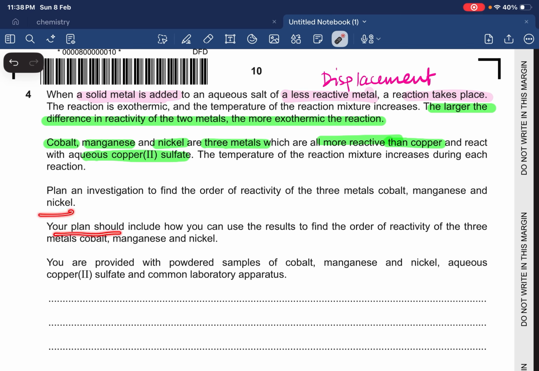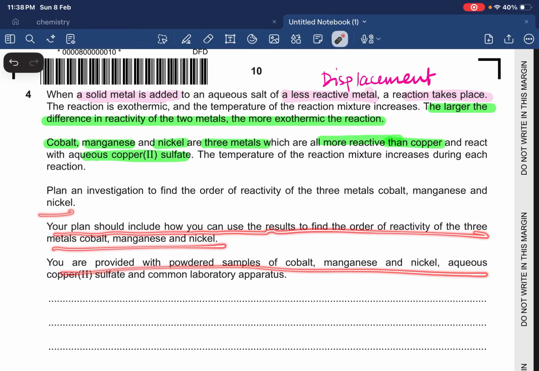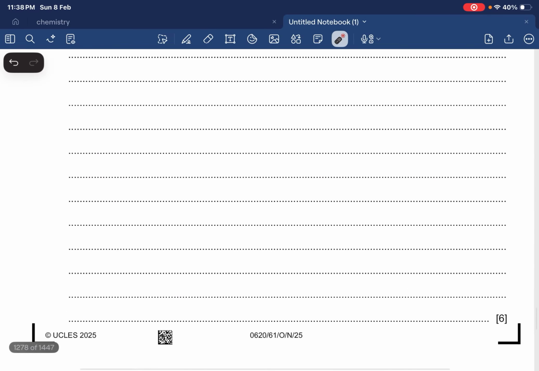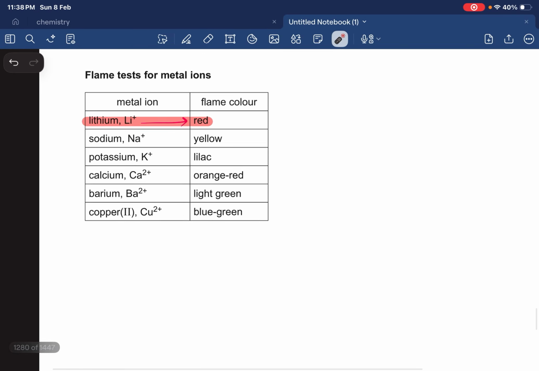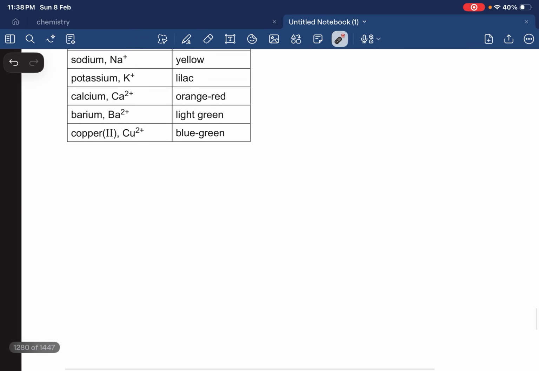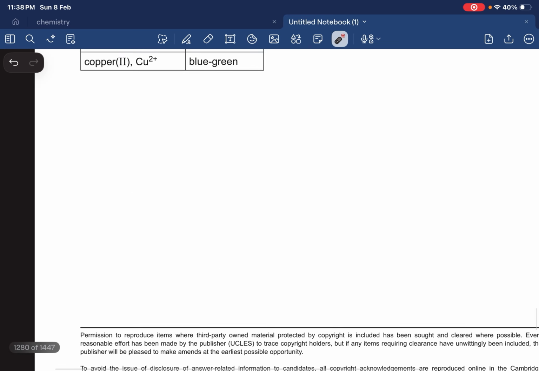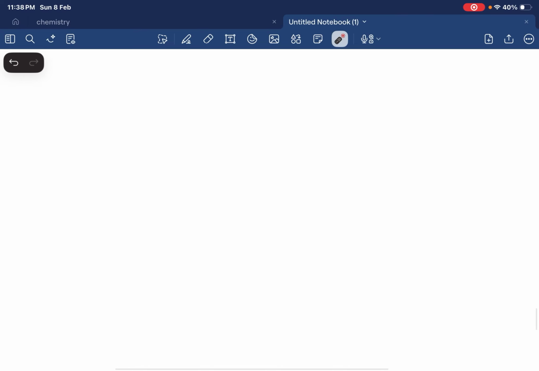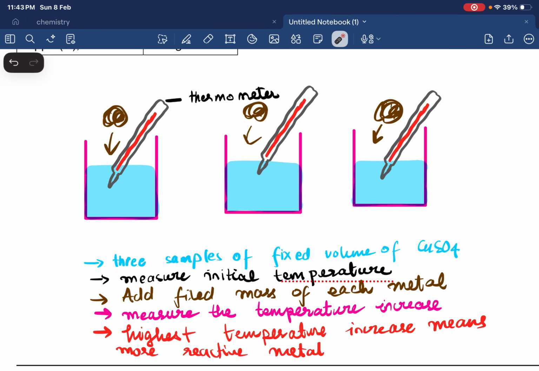Your plan should include how you use the results to find the order of reactivity of the 3 metals. You're provided with powdered samples of the metals, copper sulfate and common laboratory apparatus. So I'm going to draw a diagram to make you understand what I'm going to do. I need 2 minutes to plan out my experiment. So here's the experiment that I designed. I took a fixed volume of copper sulfate in 3 different beakers. 3 samples of fixed volume.